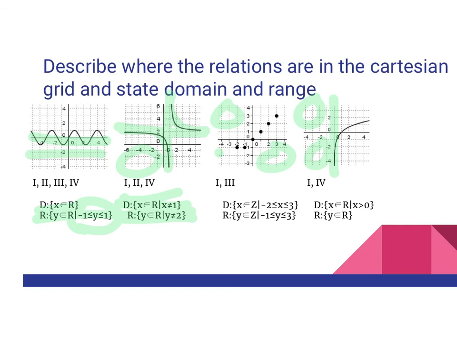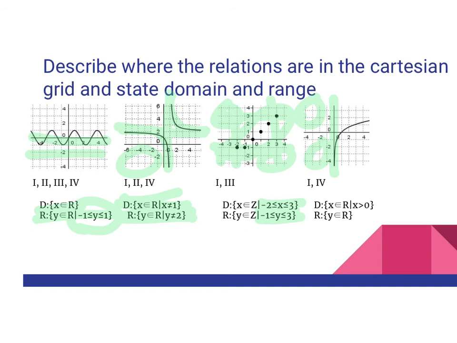So this is in the integer family because it doesn't connect the dots. It is only those points. And it is only for the range from -2 to +3. And for the domain, it only goes from -1 to +3. And so -2, 3, and -1 and 3 are on the graph. So your range is going to include those, so you're going to use the less than or equal to sign.